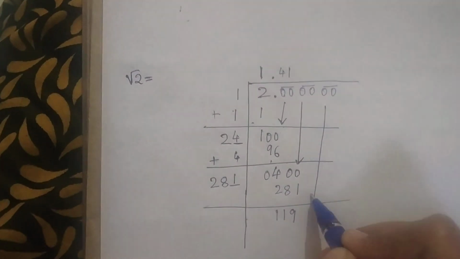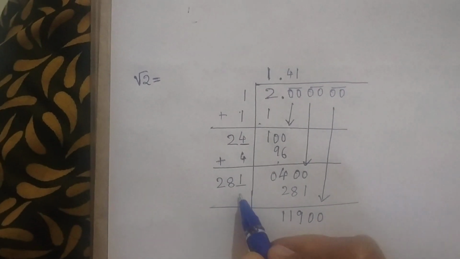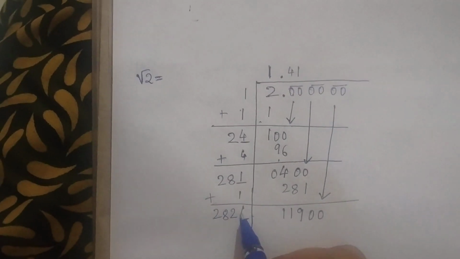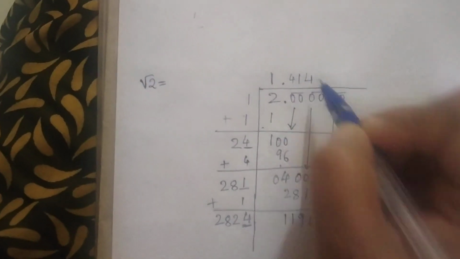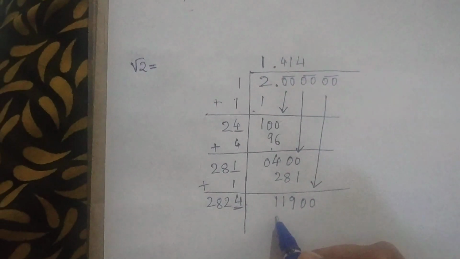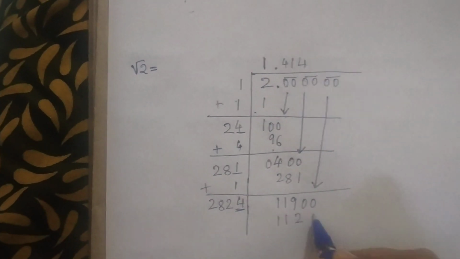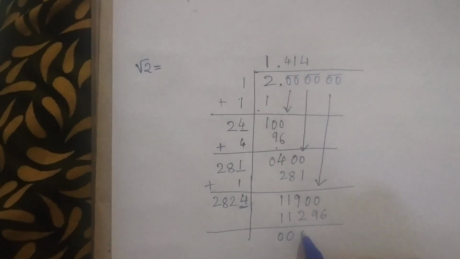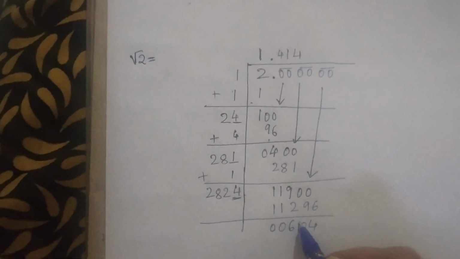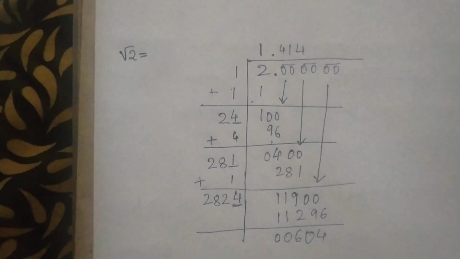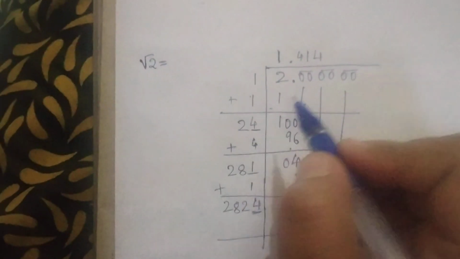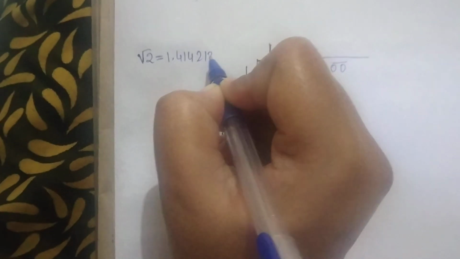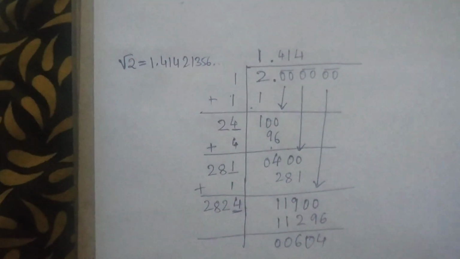If we take another pair of zeros below and we add 1 here, it becomes 282, and the number we should select here, we have to do by trial and error. 2824 4s are 11296. So if we continue, children, we will never get 0 as remainder. The decimal expansion continues like this, and approximately we get 1.4142136, and it continues infinitely.